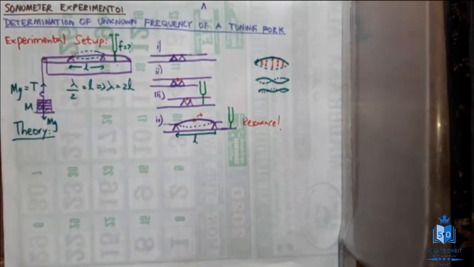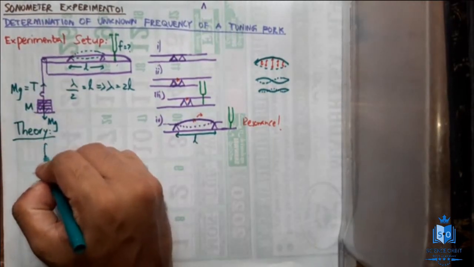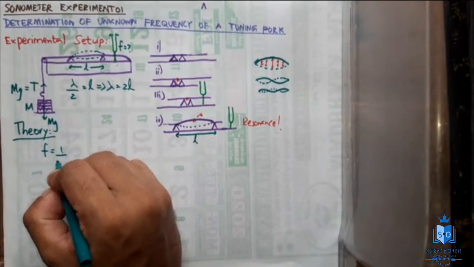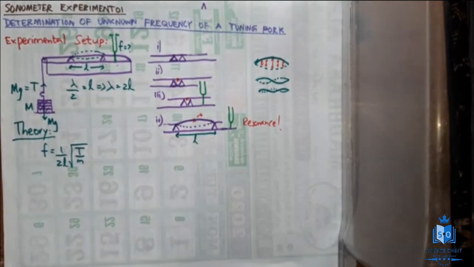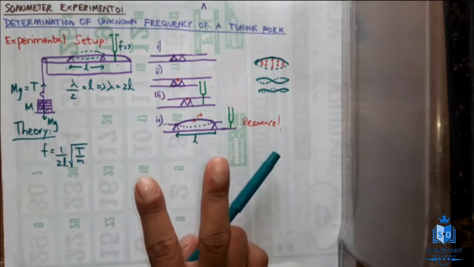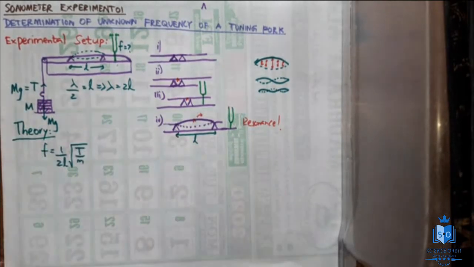So, for the fundamental mode, we studied the equation f equals 1 over 2L times the square root of T over small m. I am going to plot a graph, because we know it is always better to plot graphs, since when you plot graphs, we get several readings. So, we are reducing the errors and improving the accuracy. To plot a graph, what do we need? We need two variables. So, in this system, what are the variables?